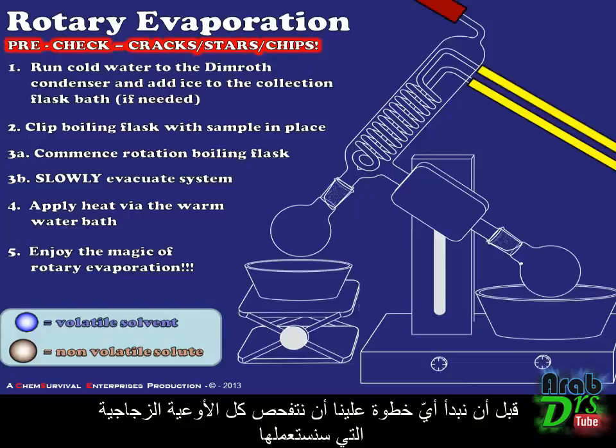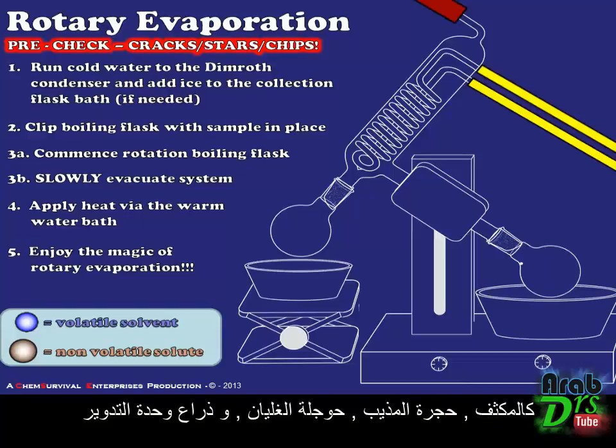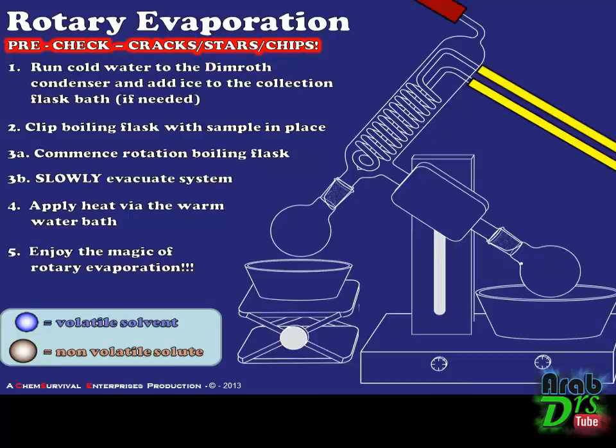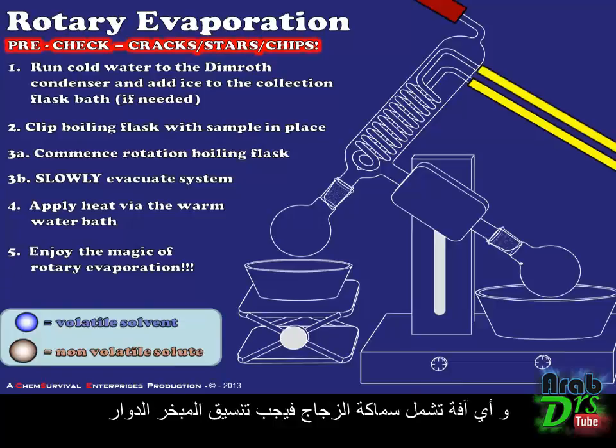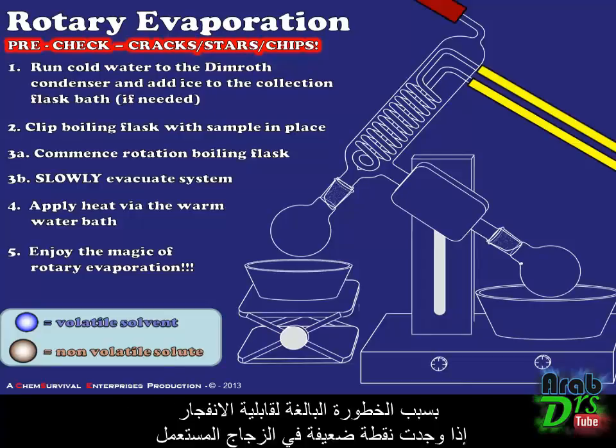Now, before we start anything, we're going to inspect all the glassware that we'll be using, including the condenser, the solvent trap, the boiling flask, and the stem of the rotation unit. If there are any irregularities like cracks, stars, or chips, any defect in the glass which goes beyond just the surface into the matrix of the glass, then the rotary evaporator needs to be taken out of service because there's a significant risk of implosion if there is a weak point in any of the glassware that's being used.